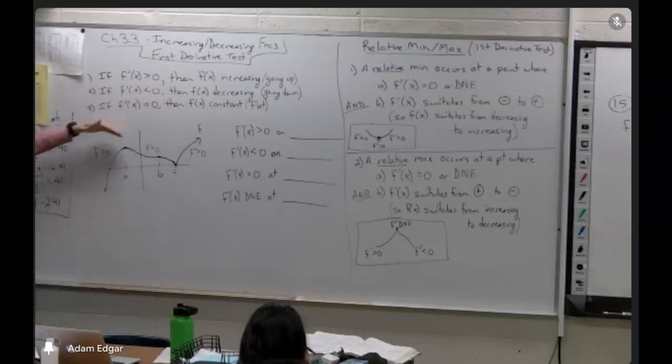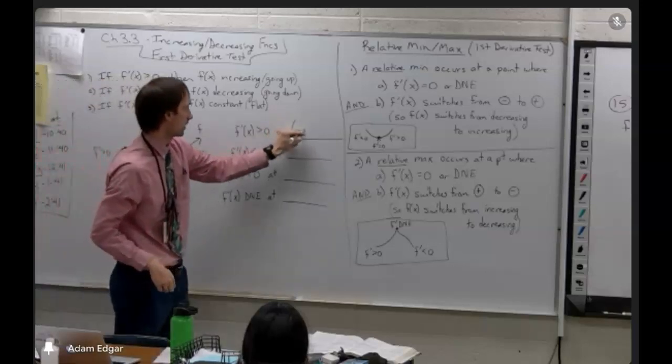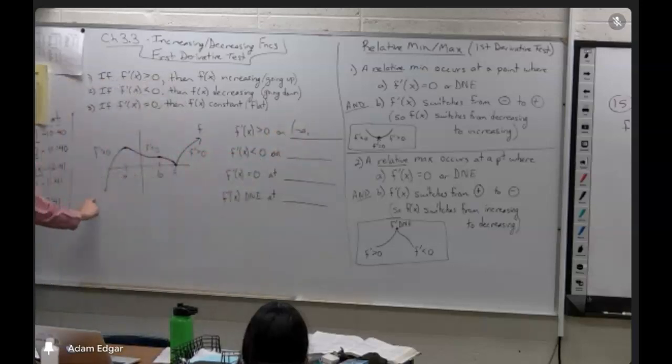So for this example, with this graph, we could say f prime is positive on the interval. So start way out here on the left. When does it start being an increasing curve? When x is way out at what value? Negative infinity. And then it continues to increase until you get to what value? A.